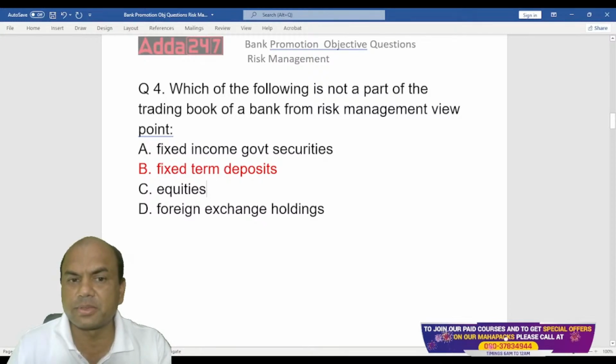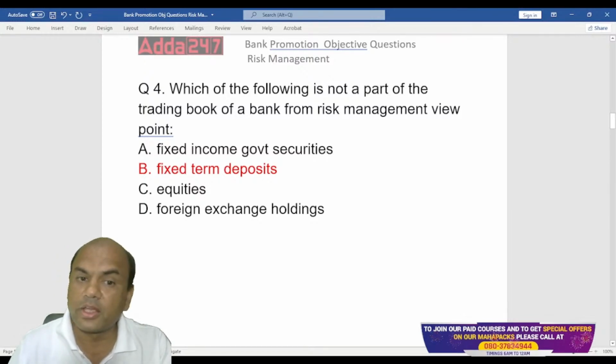Okay. Keep it very simple. So trading book means for profits. Okay. CRR, SLR is for banking book. But in both, FDs are not allowed.